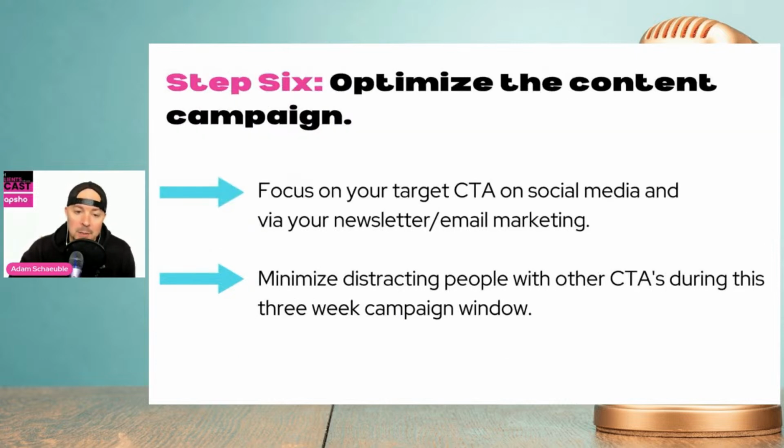All right. Now let's talk about optimizing the content campaign a little bit. A couple key steps. Number 1, if you can also focus on this singular target CTA on social media and your newsletter or email marketing, it'll really help. So if you have a weekly newsletter like I do every single Thursday, check it out. Focusing that CTA and that topic again on your newsletter.